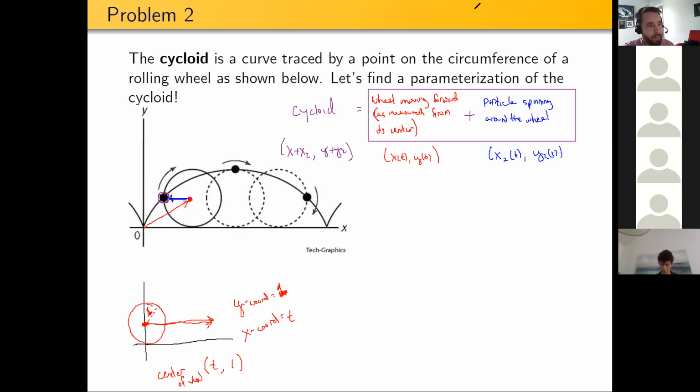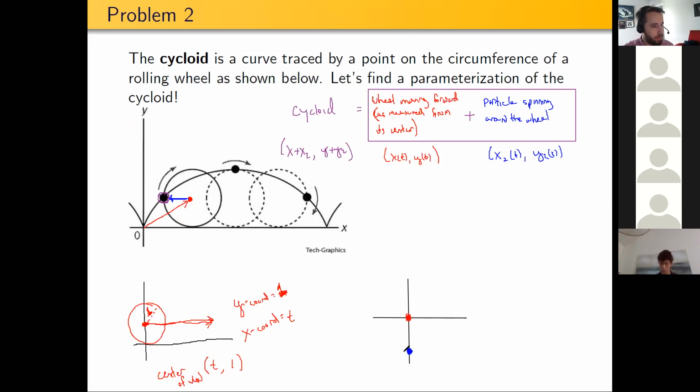Next, we have to think about the particle spinning around the wheel. And for that, we actually need a slightly different picture. The picture that we really want is this picture. It's going to have our wheel. The center of our wheel is going to be sort of the center of this picture. And then our blue point is going to start off at the bottom. We're going to start off down here.